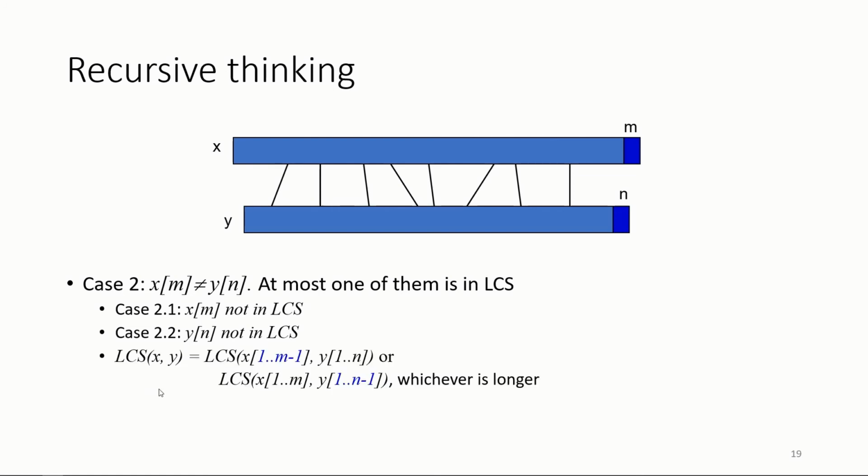So we can take the LCS of x from 1 to m-1 and y from 1 to n, then find out the LCS of x from 1 to m and y from 1 to n-1 and figure out which LCS is greater. That would be our final result for the LCS of x and y. In this case, we reduced the sequence by one character.